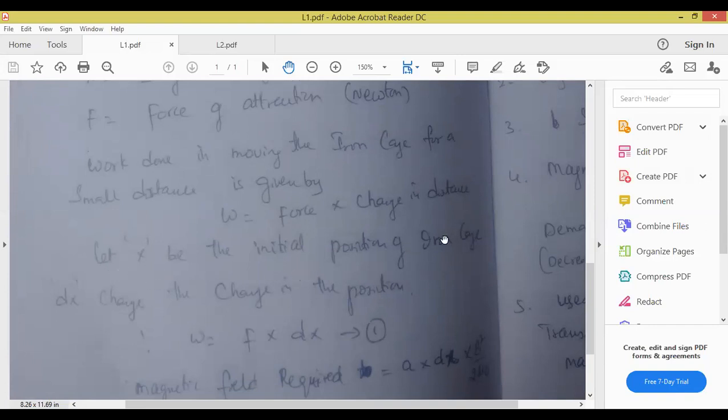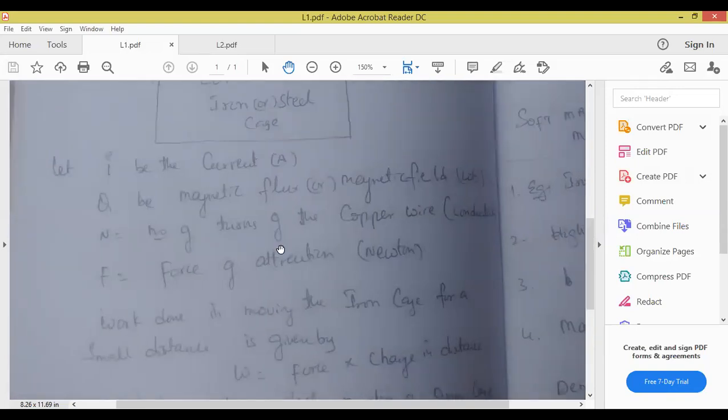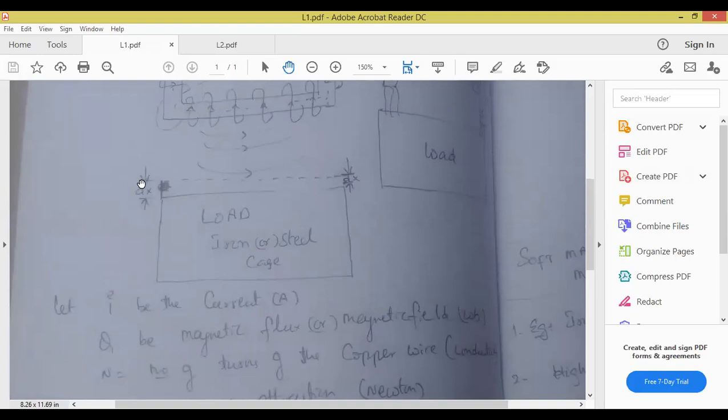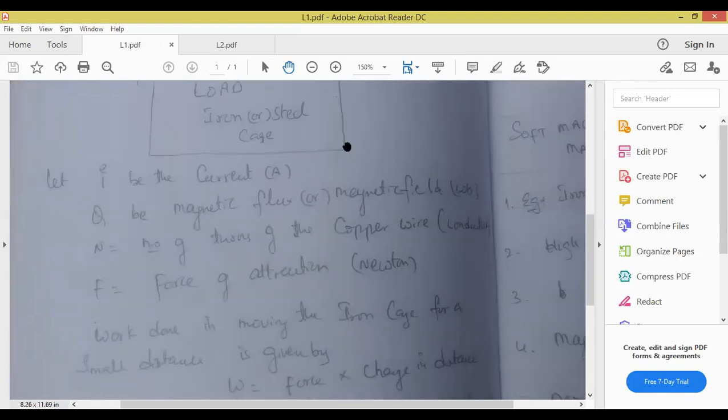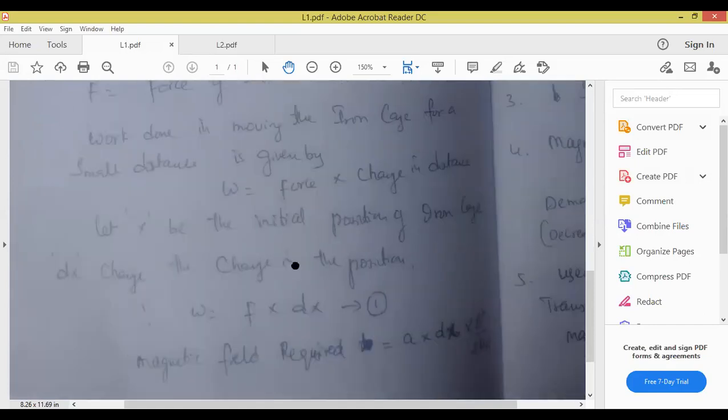Let X be the initial position of iron cage. Now, after certain period of time, because of magnetic field, you can see the diagram now. What is dx, anyone? Change in the position. So from this position to the new position is represented by dotted lines. So change in the position of the iron cage is dx. We have to explain mathematically. So what will be the formula now? Work done, W is equal to F, means force, into change in distance. What is the symbol for change in distance? Dx. We have taken it as dx. So W is equal to F into dx.